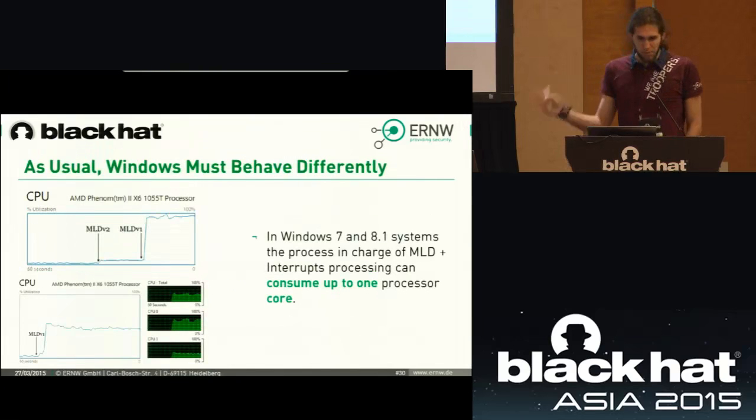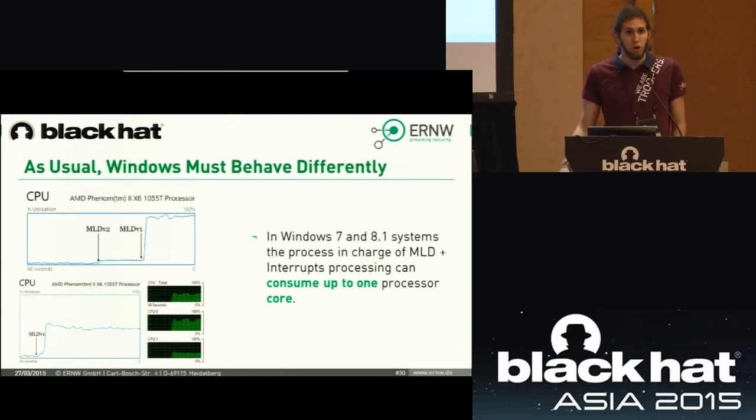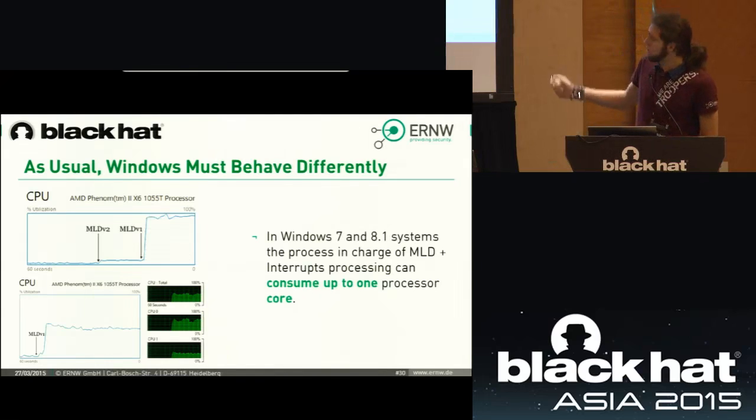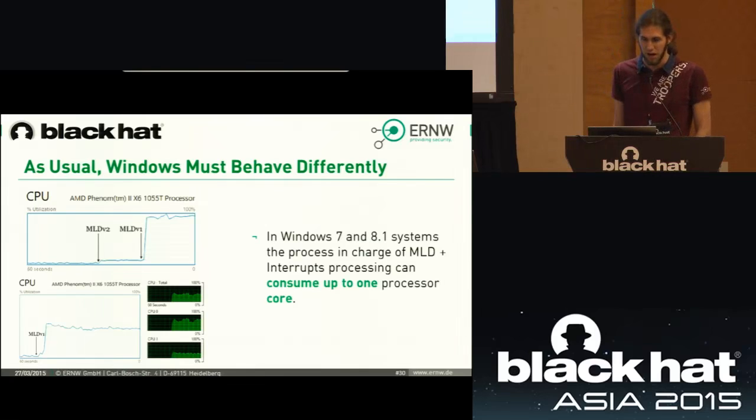And as usual in the IPv6 world, Windows behaves a little bit differently and weirdly. We saw that with MLD version 2 there's only a slight use of CPU power, but with MLD version 1 at least one core had mostly 100% usage. We don't know what the core is doing or processing behind the scenes, but it will do some magic.